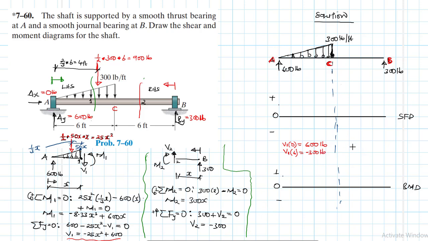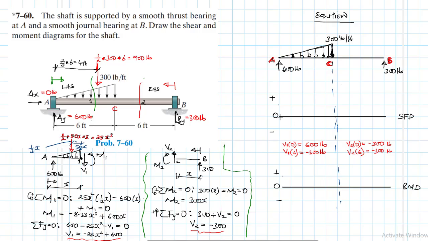Alright, and then we go to V2 at B, because we are moving from B to C. At B when X is equal to 0, so we are using V2. And when you look at V2, it's just a constant, so it remains a constant value. So this one is a constant, minus 300. V2 from B to C when X is equal to 6 feet still remains as minus 300 pounds, just a constant value.